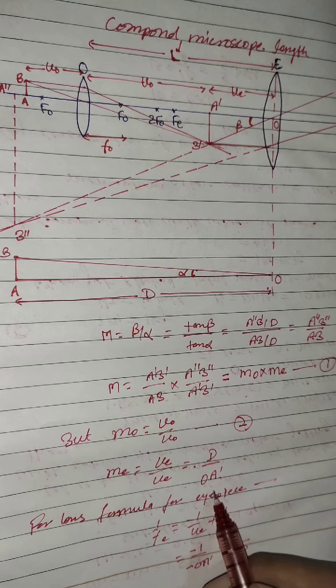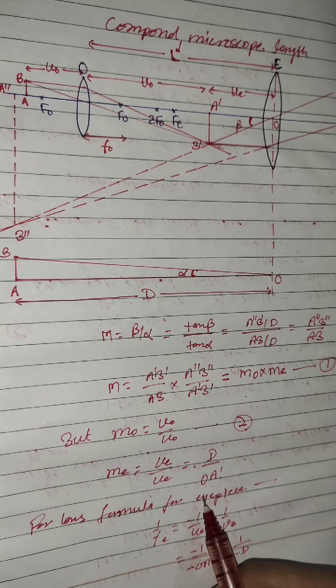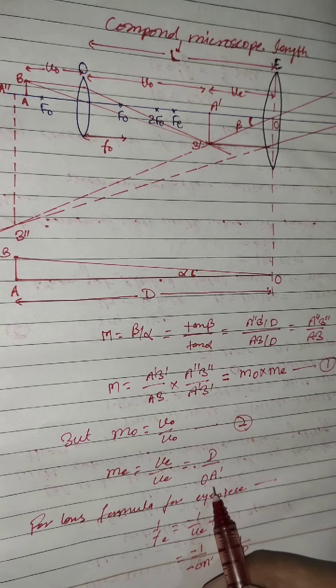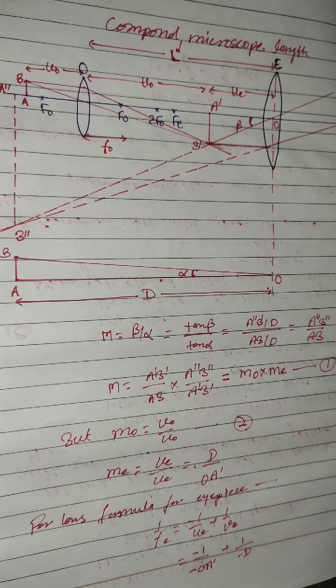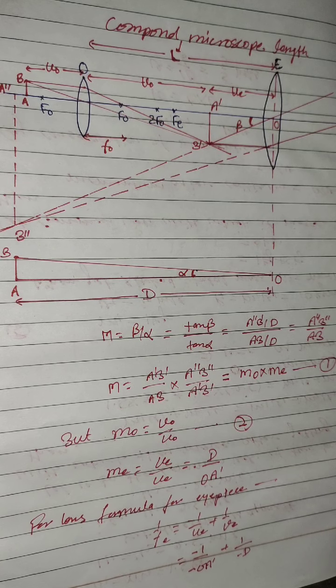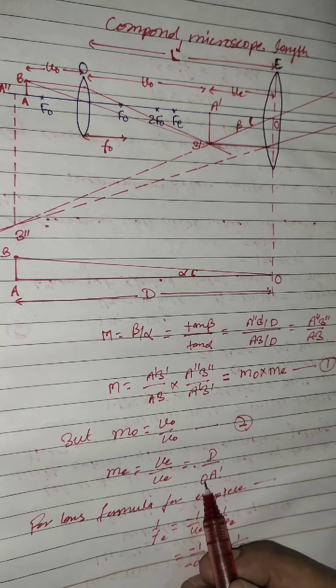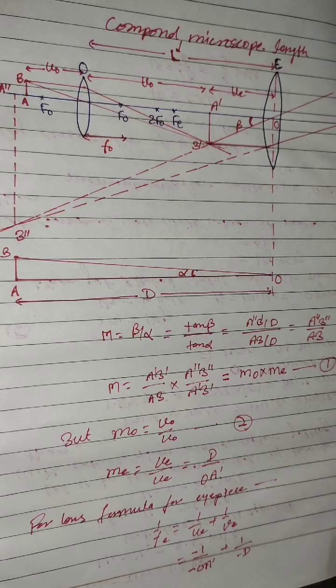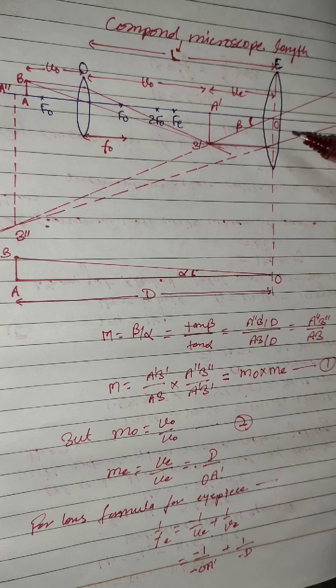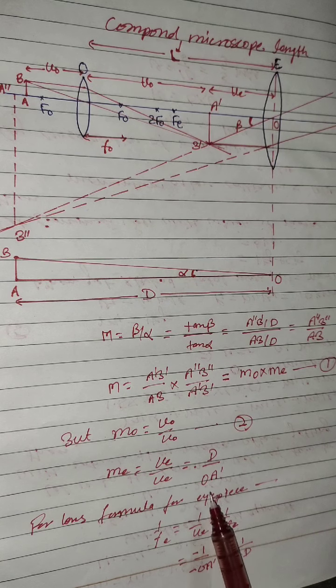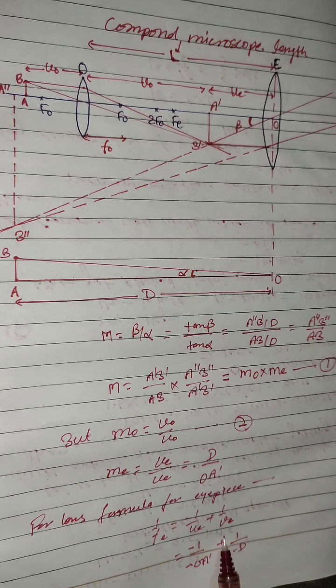Here oa dash is the distance of the object, actually, for the eyepiece. So this is no more needed in the expression for the magnification by the compound microscope. So we are going to replace oa dash with other known quantities. The known quantity is the focal length of the eyepiece, and this can be done by using the lens formula. For the eyepiece we can write 1 upon f is equal to minus 1 upon u plus 1 upon ve.